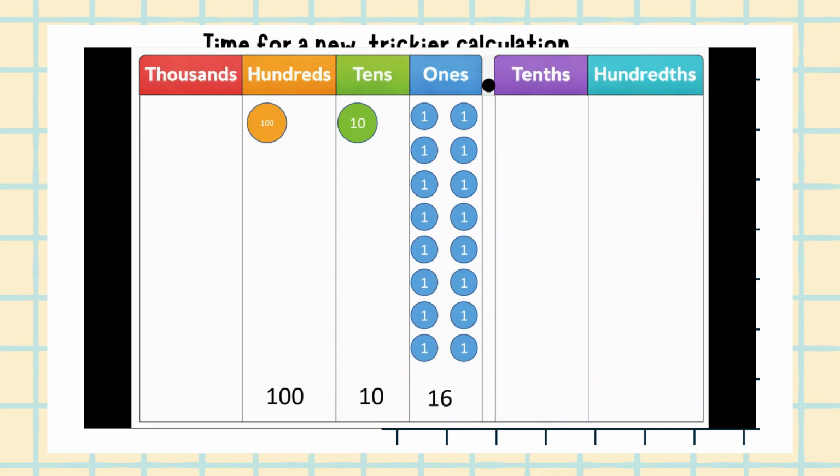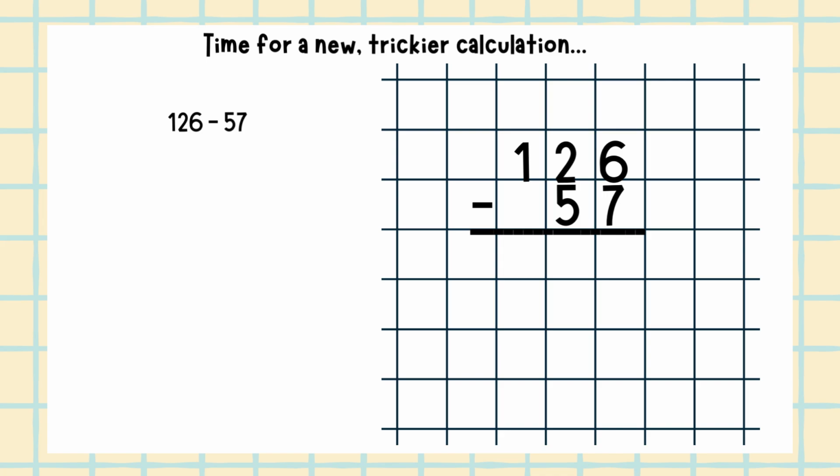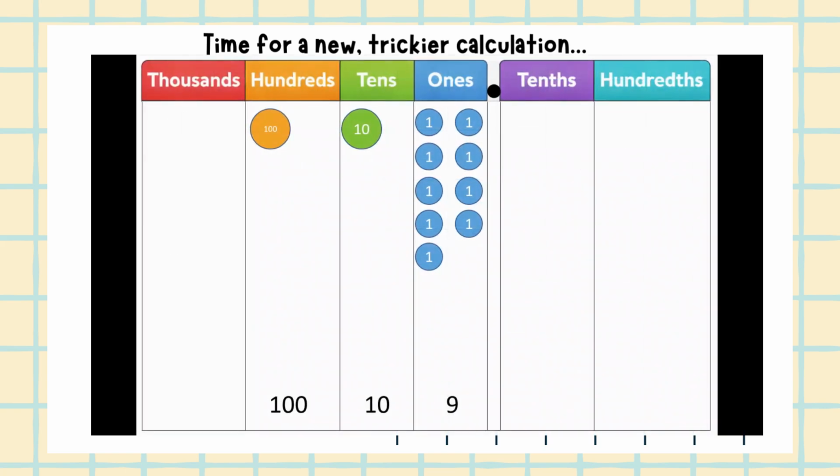That means you now have 16 ones. This will allow us to do the subtraction in the ones column. So now we have 16 ones minus 7 ones, which gives us 9 ones. And then we move on to the tens column. Let's look at that. We've used one 10 already, so we only have one 10 left to subtract from. And one 10 minus 5 tens does not work.